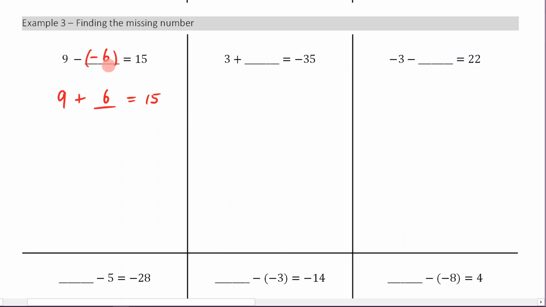So as you can see, we kind of thought about it logically and realized that we must be minusing a negative so that we get this positive for our answer to be bigger.